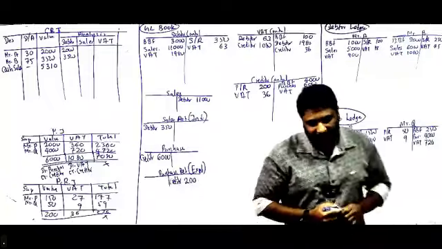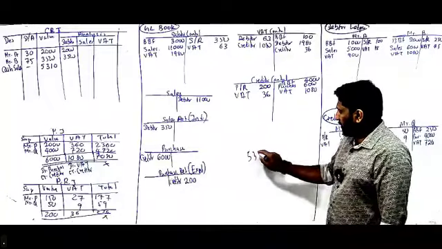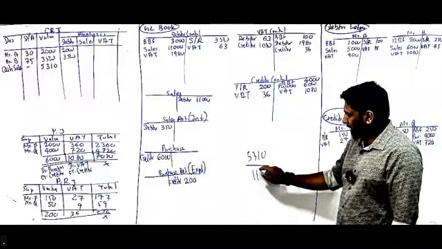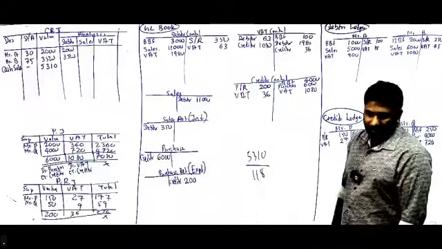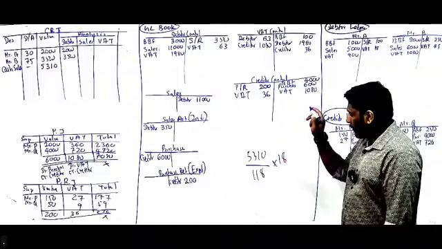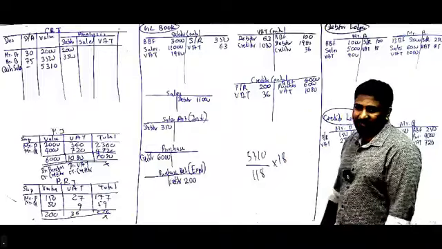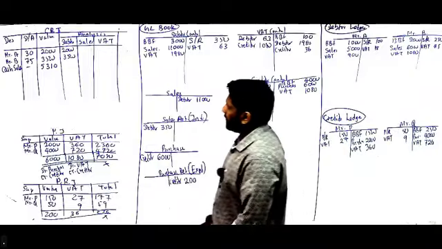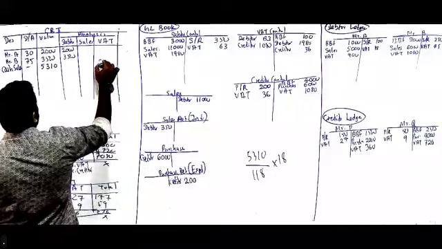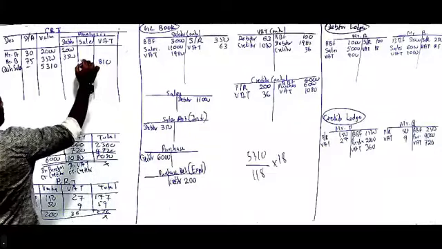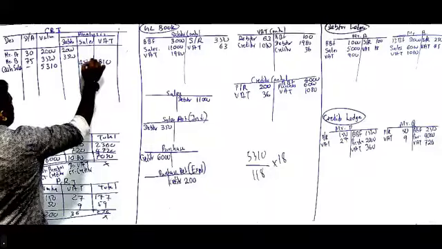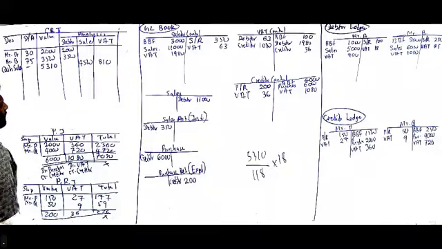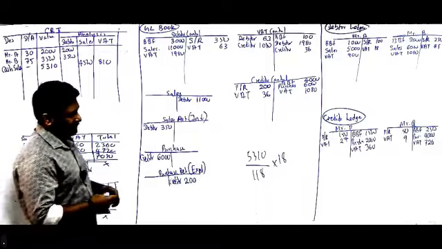How to find the VAT amount, people? 5310. What's the VAT percentage? 118, divided by 118 into 18. How much is the VAT amount? 810. So VAT amount is 810. Then sales amount how much? 4,500.